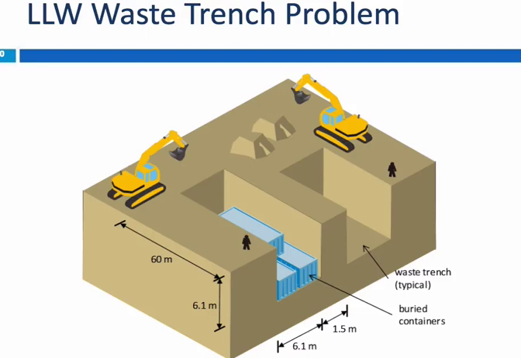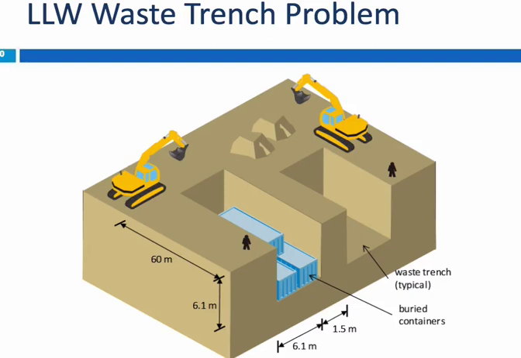In the case of low-level radioactive waste, the biggest difference between municipal solid waste and low-level radioactive waste is the manner in which the waste is buried. And so this cartoon is meant to illustrate how we might have containers that are placed in trenches and then backfilled. And there are very good reasons for doing this.